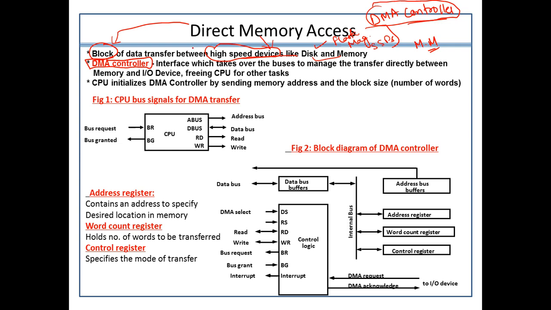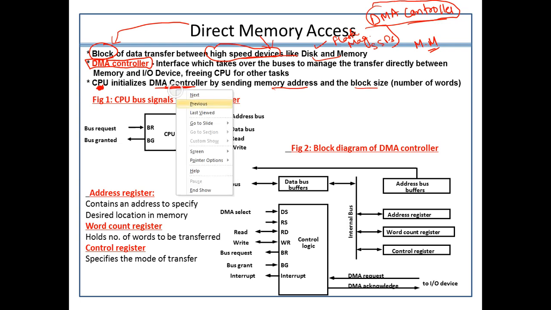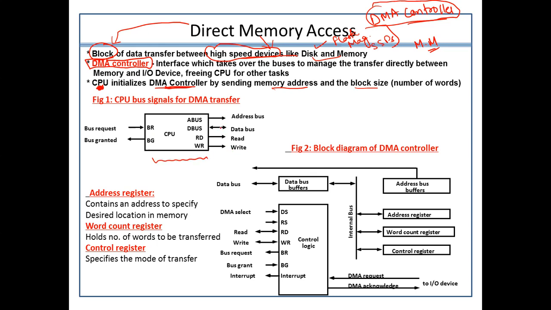So how does this entire process initialize? The CPU initializes the DMA controller. It always starts from the CPU only; the CPU is the main component. As I said earlier, it sends the memory address as well as the block size to the DMA controller. This is the facility which is available within the CPU.